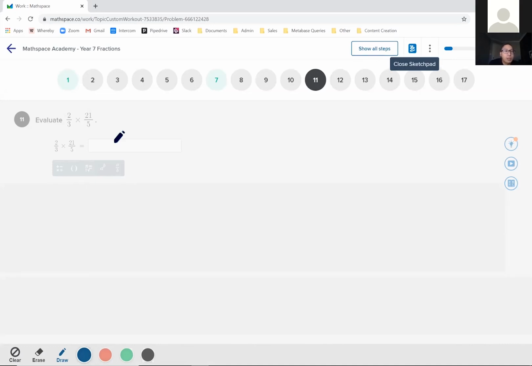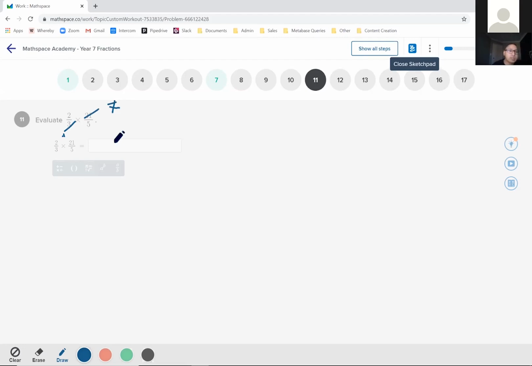So I'm looking for any common factors. Out of the 2 and 21 on the top, I'm seeing whether they have any common factors with the 3 and the 5 on the bottom. 2 and 3, there's nothing common in both. 21 and 5, there's nothing common in both. There's actually nothing common in the 2 and the 5 either. So can't cancel any of those out. But the 21 and the 3 have a common factor. 3 goes into both. So 3 goes into 3 once, and 3 goes into 21 7 times.